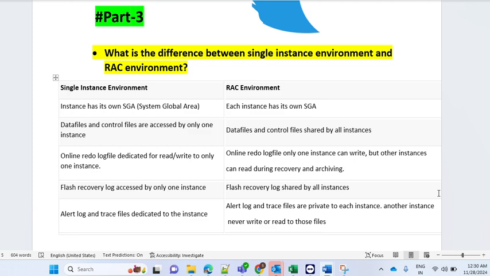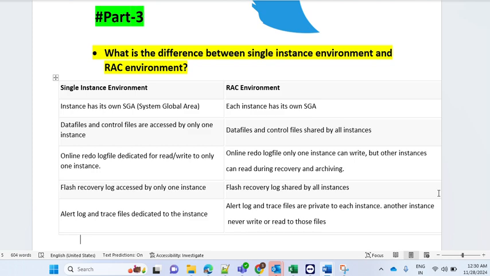If you are working as a DBA, obviously you will be aware of the single instance environment, but we will compare the differences so that it will be easy for us to answer during an interview. The first difference: a single instance has its own SGA, System Global Area, and in a RAC environment each instance has its own SGA. Next, in a single instance, the data file and control file are accessed by only one instance, and in a RAC environment the data file and control file are shared by all instances.